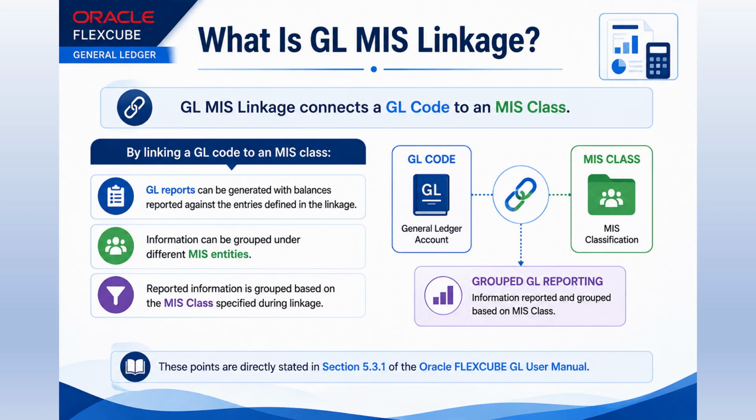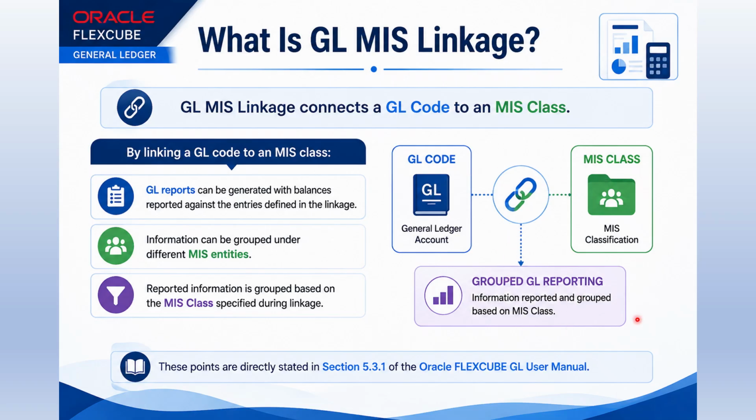What is GL MIS Linkage? So, what exactly is GL MIS Linkage? A GL MIS linkage connects a GL code to an MIS class. Once this linkage is maintained, GL reports can be generated with balances reported against the entries defined in the linkage. The information can also be grouped under different MIS entities. And the reported information is grouped based on the MIS class specified during the linkage. So, the simple concept to remember is GL code, MIS class, group GL reporting.